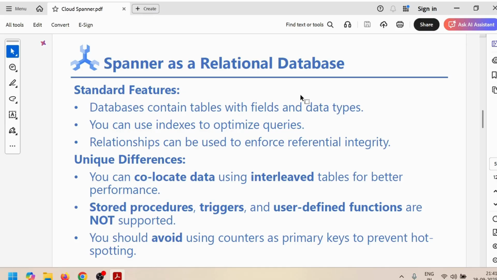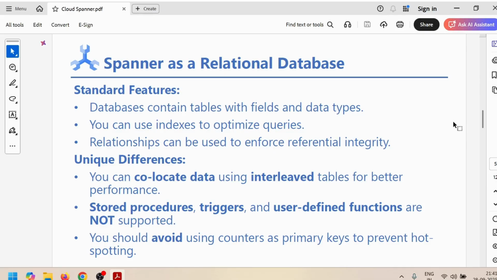Now this interleaving is ideal for hierarchical data like customers and orders, blogs and comments, projects and tasks. Second difference is stored procedures, triggers and user defined functions are not supported.